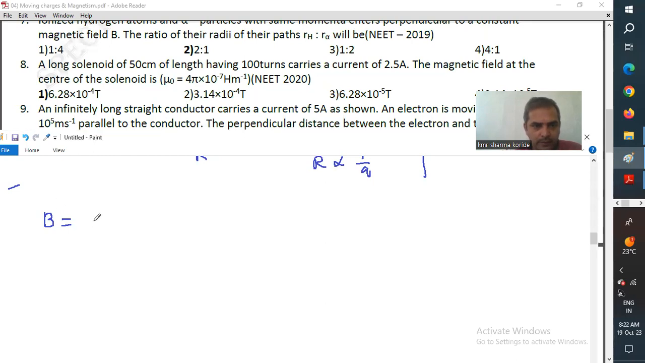B is equal to mu naught ni. So that small n is the number of turns per unit length in particular. The small n is equal to the number of turns per unit length. So how many turns? 100 turns. So you write mu naught, and in place of small n, write down the number of turns per length, with I. So mu naught is given as 4 pi into 10 to the power of minus 7.